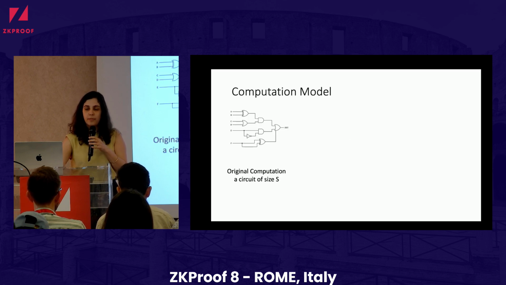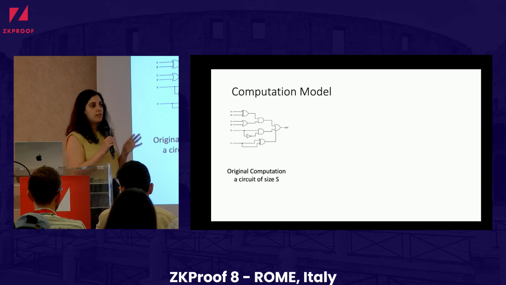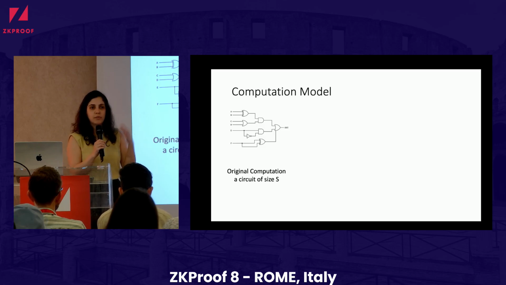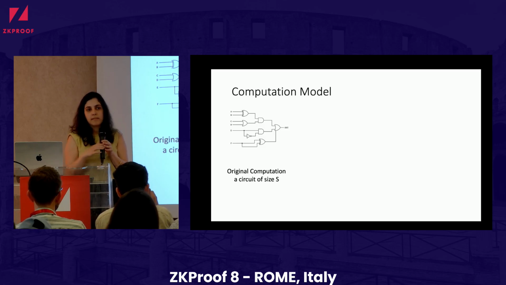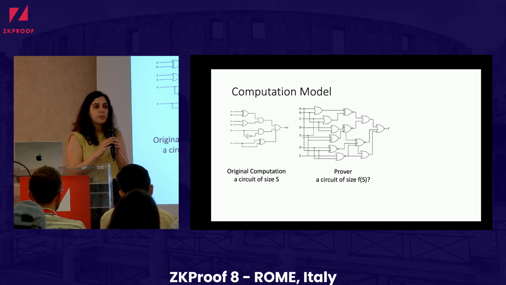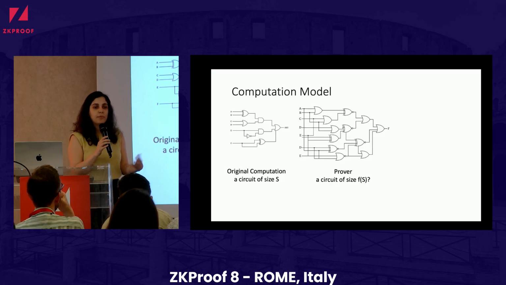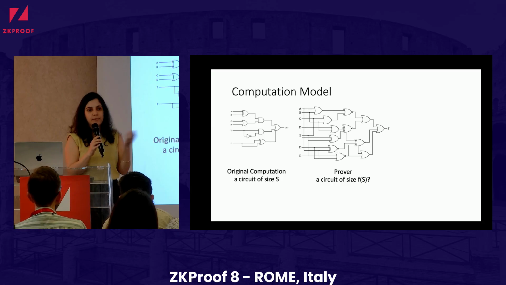Okay, so what is our computational model? We start by thinking about whatever computation we're trying to work on as a circuit. And let's say the circuit has some size S. Then we want our prover to also be a circuit, and we're asking what's the size of the prover's circuit? So obviously, it has to be at least S, but hopefully it won't be too much more than that.